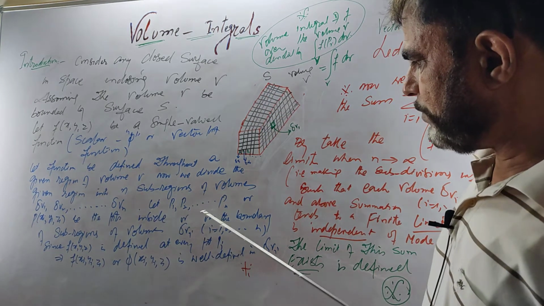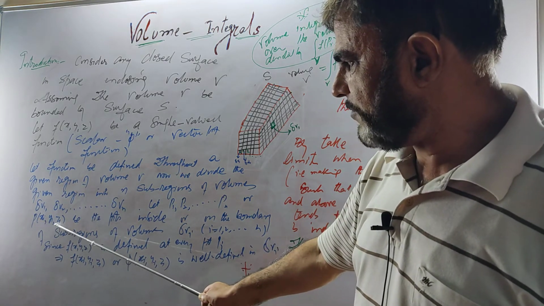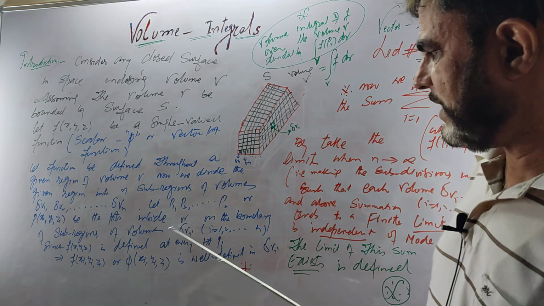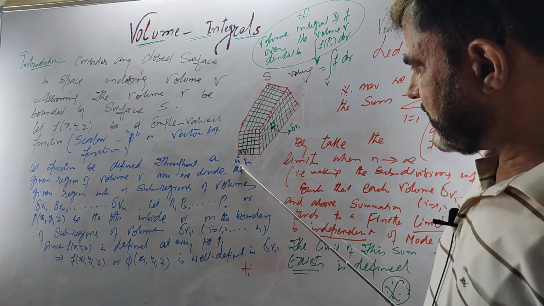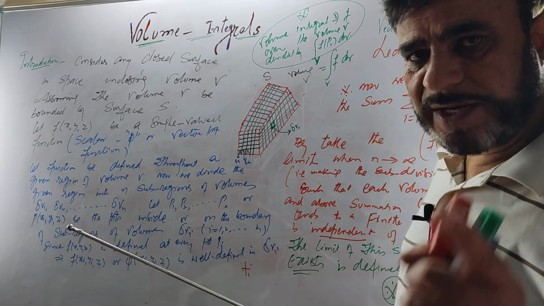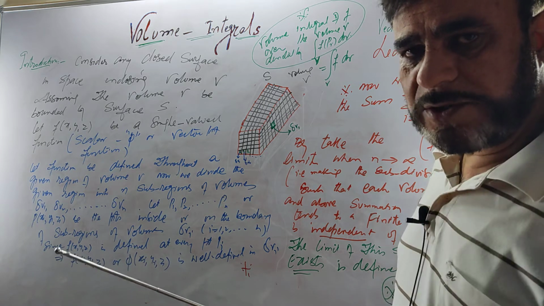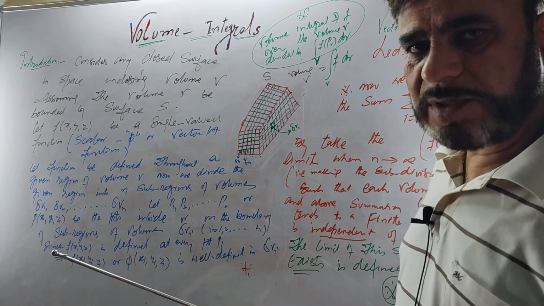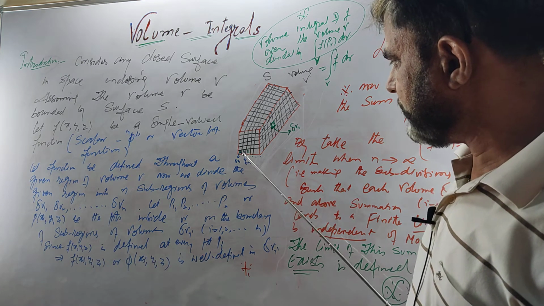Let P1, P2, Pn, or simply P of xi, yi, zi, be the points inside or on the boundary of the subregion. That is, in this delta V1 we have the point P1, and our function, vector point function or scalar point function, is defined at each and every point on the volume and on the boundary of the volume. So it is defined at this P1. If we take P2, it is defined there at P2.